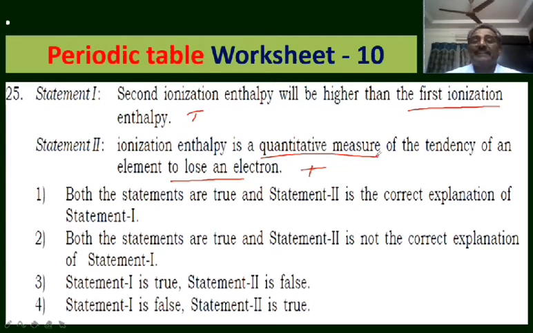As the tendency of losing an electron decreases after the removal of the first electron, the tendency of losing an electron will be less for the unipositive ion. So second ionization energy is more than the first ionization energy. So the second statement is giving the correct explanation of the first statement. So the first option, that is, both the statements are true and statement 2 is the correct explanation of statement 1, is the right option.